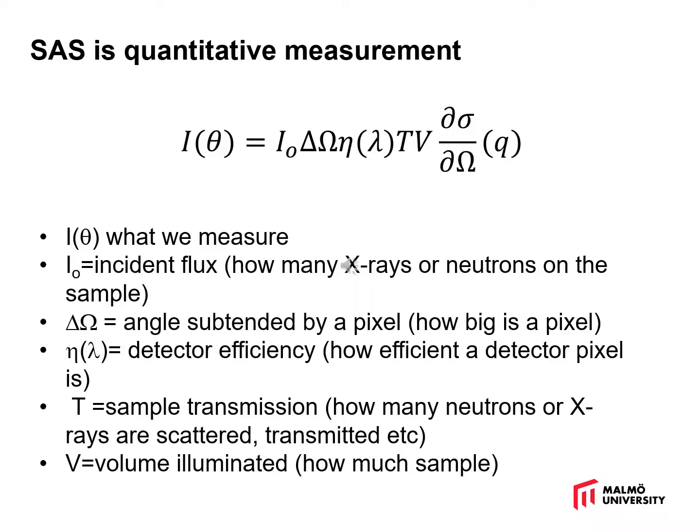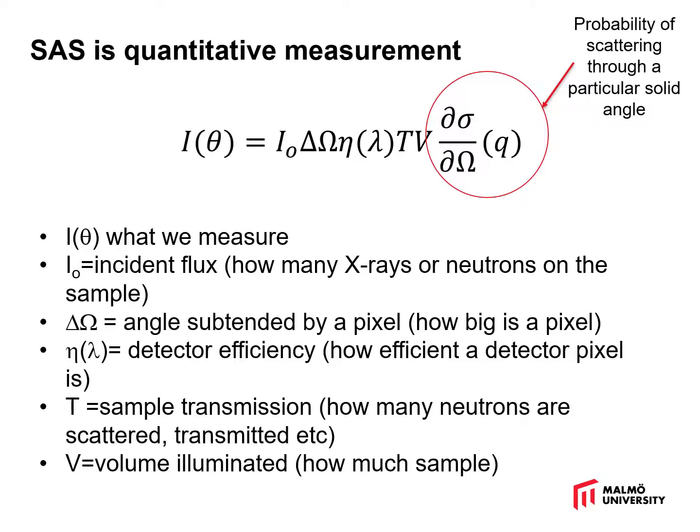V is the volume of sample illuminated. Obviously, the bigger the beam, the more scattered X-rays or neutrons you get, or the more sample that you average over. And of course, the path length is also an important aspect of this. If you have the sample too thick, you may get multiple scattering.